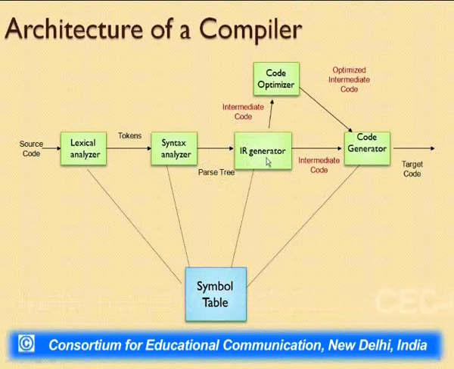Once this code is converted, we've got two options. Either this is directly fed to the code generator, or we have an optional phase called the code optimizer. Definitely, if we get some time, we'll try and understand this code optimizer phase as well in the upcoming lectures.